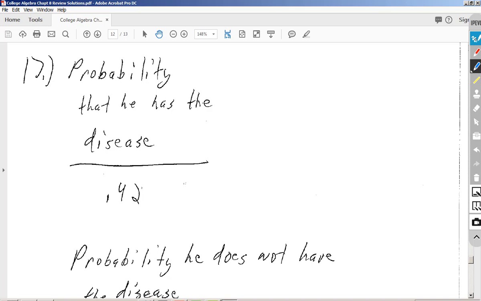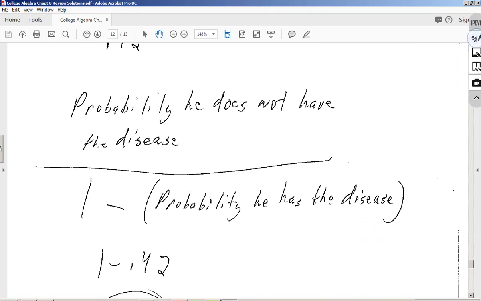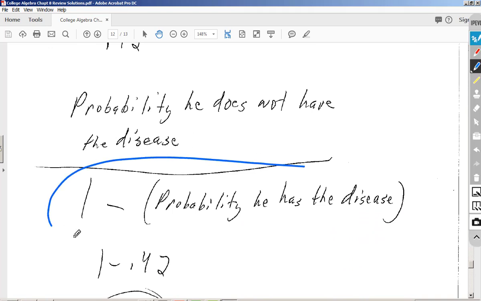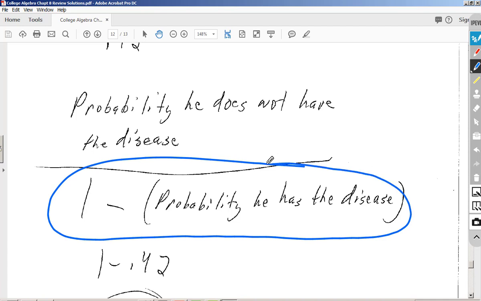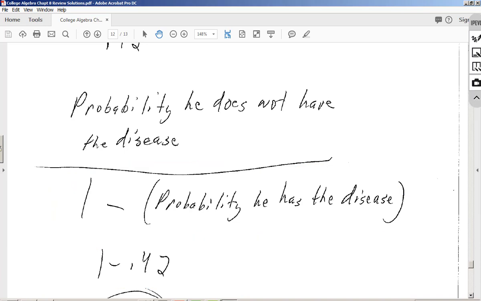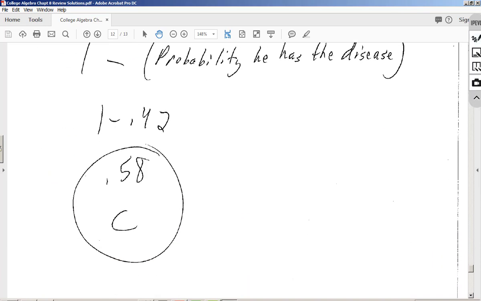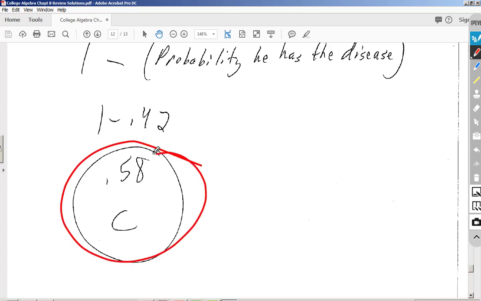So it says, what is the probability that a randomly selected man between the ages of 55 and 64 does not have this disease? So all you have to do is just look at your chart. So the probability that he has the disease is going to be 0.42. So there's a 42% chance that he has the disease. So the probability that he does not have the disease, you're going to have to subtract that from 1. So the probability he does not have the disease is 1 minus the probability that he has the disease. So that's 1 minus 0.42, which comes out to be 0.58. So that answer is going to be C.